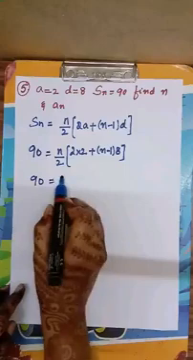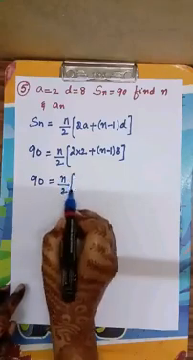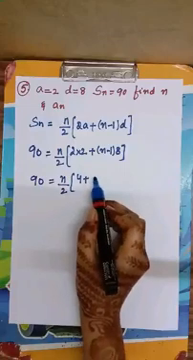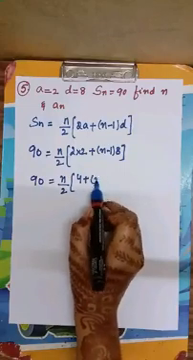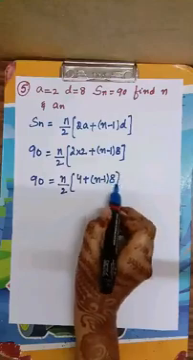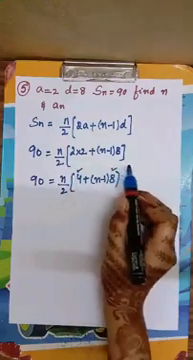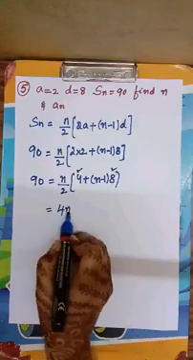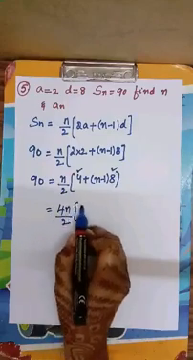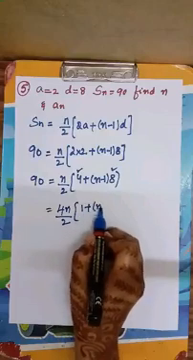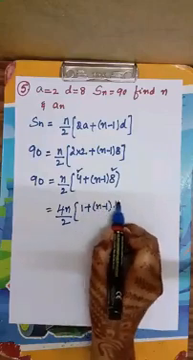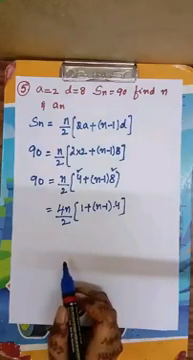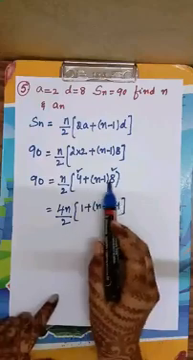90 is equal to n by 2 into 4 plus n minus 1 into 8. See, here 4 is there, here 8 is there. We can take 4 common. So 4n by 2 is equal to 1 plus n minus 1 into 4. What we did? We have taken n common. We have taken 4 common.